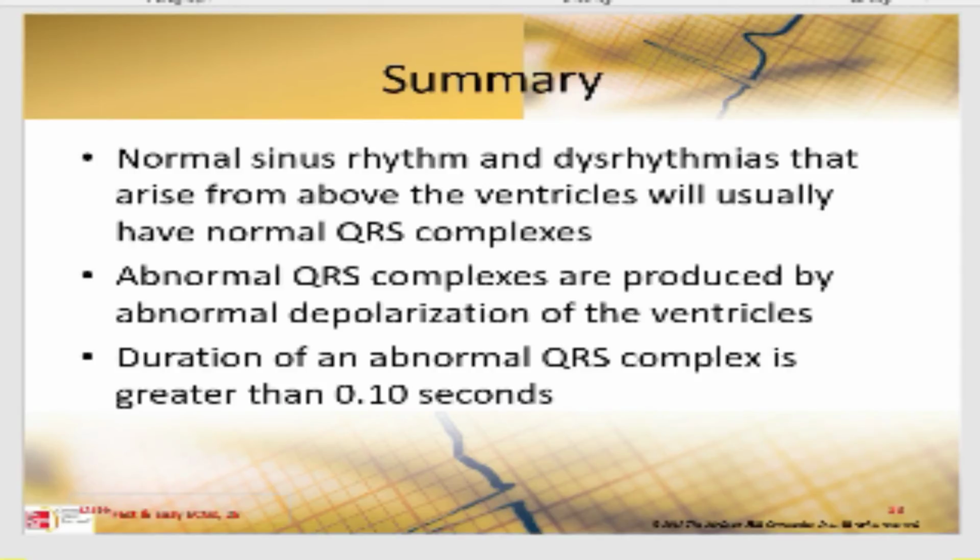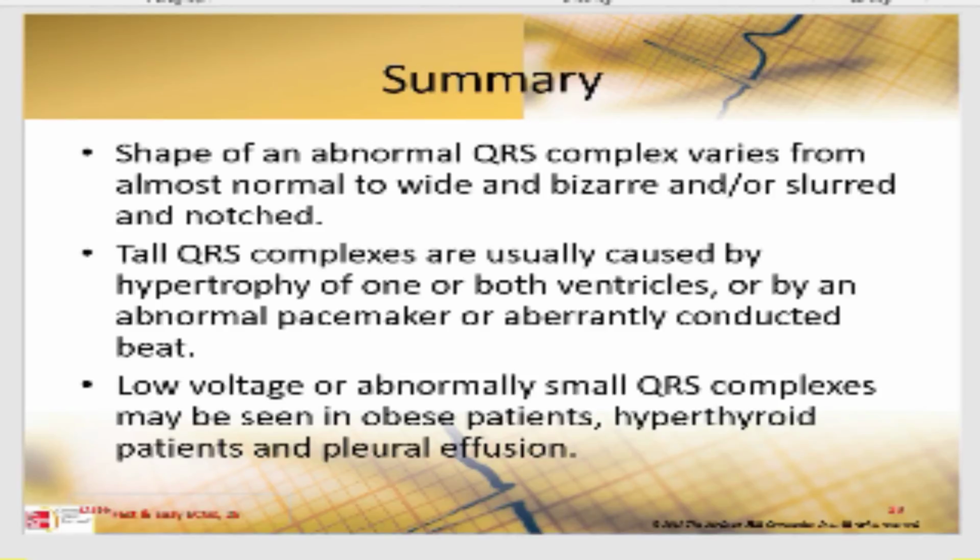Duration of an abnormal QRS is greater than 0.10 seconds. The shape varies from almost normal to wide and bizarre or slurred and notched. Tall QRSs are usually caused by hypertrophy of one or both of the ventricles, or by an abnormal pacemaker or aberrantly conducted beats. Low voltage or abnormally small QRSs are usually seen in obese patients, hyperthyroid patients, and people with pleural effusion.